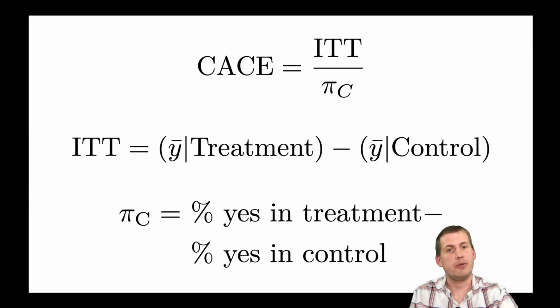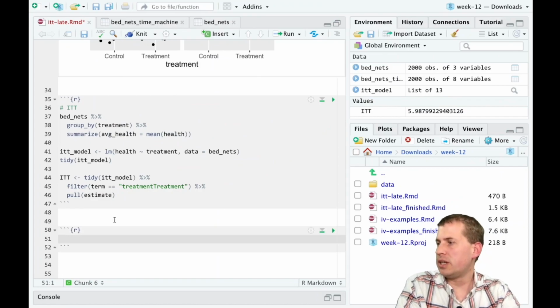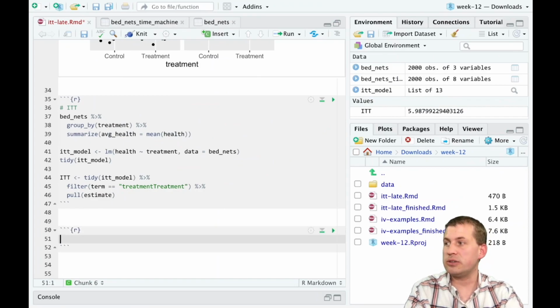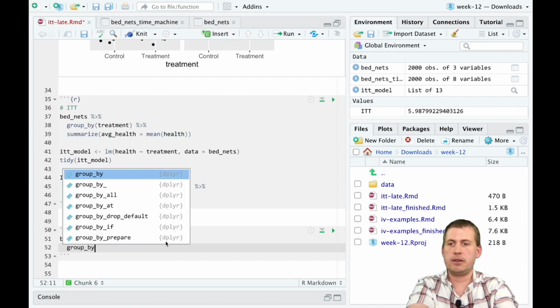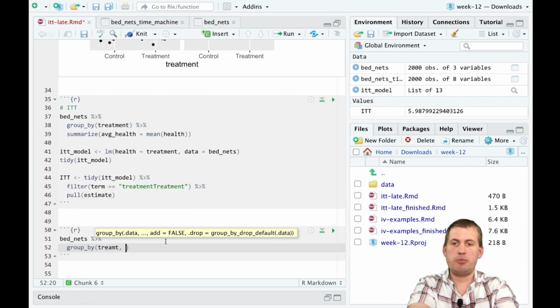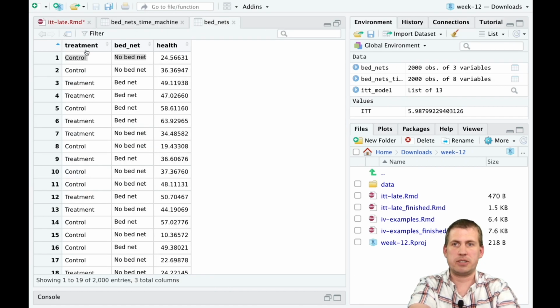We can see how many people did the program and were assigned to the treatment group and assigned to the control group. So to do that, we'll add a new chunk here. The easiest way to do this is, again, to use group by and summarize. So we're going to take our BedNets data set, and we're going to group by treatment, but we're also going to group by whether or not they use the BedNets. Let's look at the column name. It's called treatment and bed_net. So we're going to group by both of these columns here.